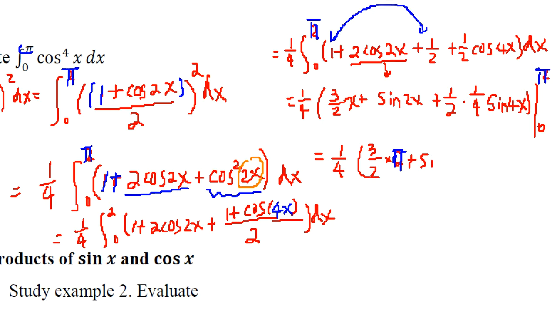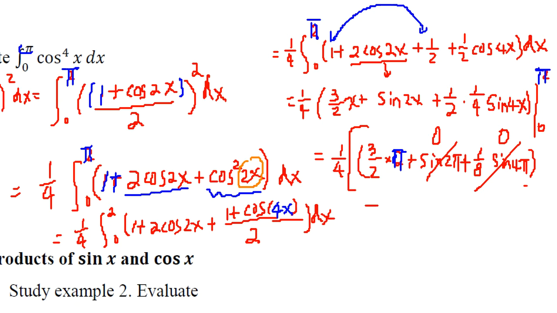So here we have sine of 2 pi, which is 0, plus 1/8 sine of 4 pi, which is again 0, and then minus. So this whole thing minus. Now you plug in 0. When you plug in 0, everything is 0. 3/2 times 0 is 0. Sine 0 is 0. Sine of 4 times 0, which is sine 0, is 0. So this actually turns out to be nice: 3/8 pi. So this is the example for problem number 2.